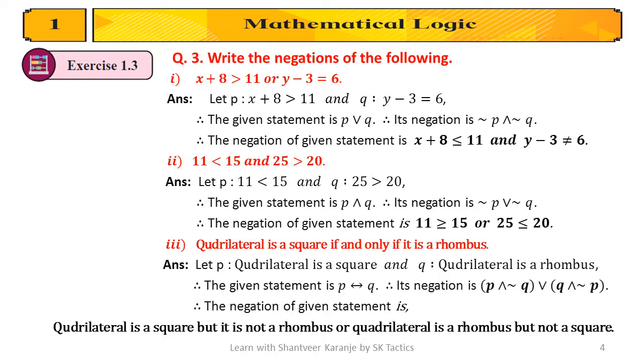Or quadrilateral is a rhombus, it is for Q, and is indicated by "but", not a square is for negation of P. So I repeat, quadrilateral is a square but it is not a rhombus, or quadrilateral is a rhombus but not a square. Instead of "but", you can put "and" also. Let's move to the next question.